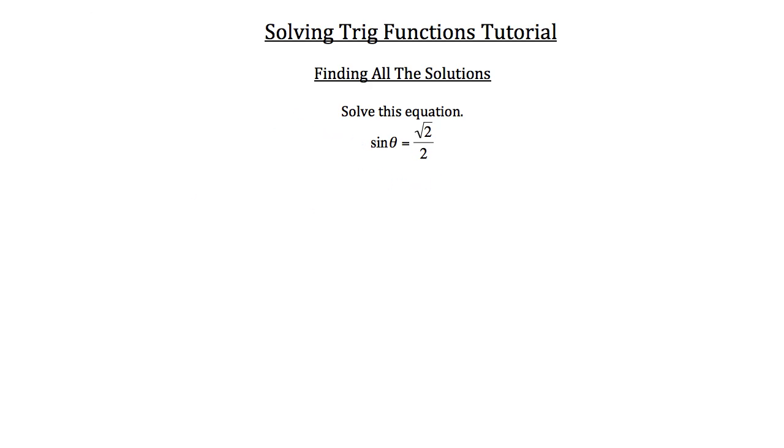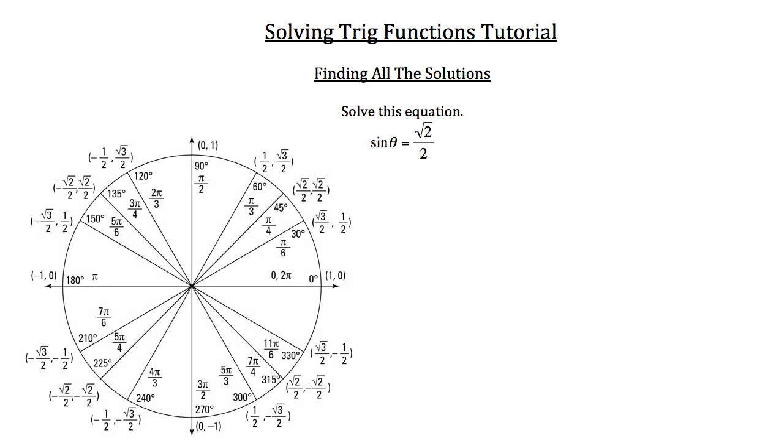So the way to do this without your calculator is to take a look at your unit circle. In your unit circle, sine of theta is going to be the y-coordinate of each of these points. So if you're looking for sine of theta equal to root 2 over 2, you're looking for anywhere in which your y-coordinate is equal to root 2 over 2. The first place that you might find that occurring is at 45 degrees, right here. And the second place is going to be over here at 135 degrees.